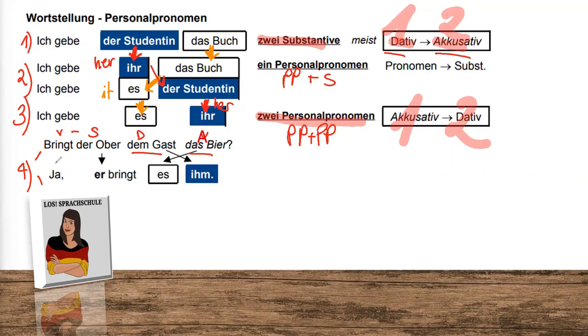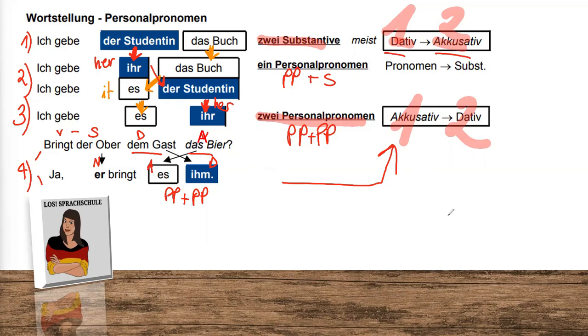Answer, ja, Nominativ, bringt es, Akkusativ, ihm, Dativ. Here we have PP and PP, two personal pronouns. Therefore, which rule applies? 1, 2, or 3? Of course, this rule applies. Accusative and dative. Okay, we will practice, of course, a little bit, and then our session for today is over.